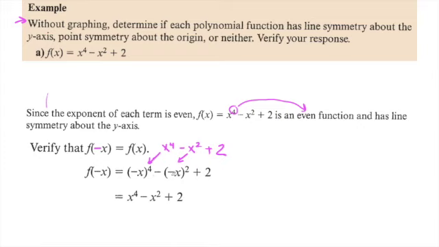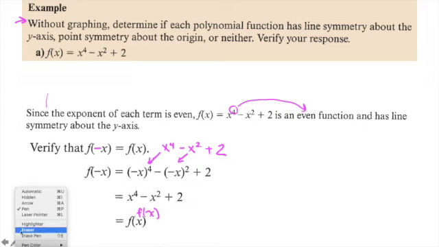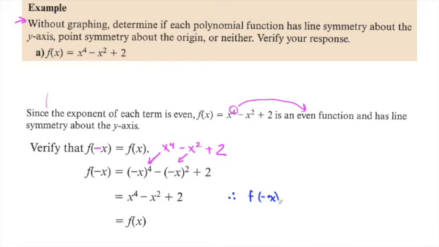Subtract negative x squared. Negative x squared is x squared. So it's going to be subtract x squared plus 2. Well, when you solve that, is this, which is f of x, the same as your original function? Yes. So therefore you can conclude that f at negative x equals f at x. Okay, so you would write therefore f at negative x is equal to f at x.